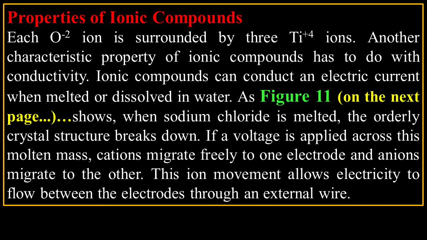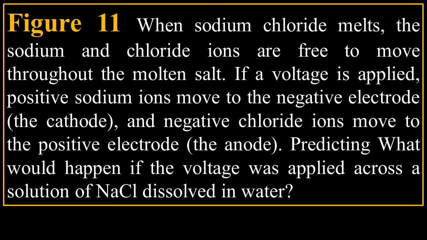As Figure 11 on the next page shows, when sodium chloride is melted, the orderly crystalline structure breaks down. If a voltage is applied across this molten mass, cations migrate freely to one electrode and anions migrate to the other. This ion movement, this migration, which is only allowed in the liquid state, allows electricity to flow between the electrodes through an external wire.